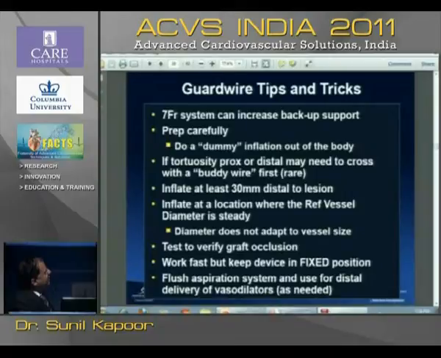Inflate at least 30 mm distal to the lesion because you need space, and then inflate at a location where the reference diameter is steady. Diameter does not apply to the vessel size, and also test to verify the graft occlusion. Then work fast but keep the device in a fixed position, flush the aspiration system, and use it for distal delivery of vasodilator. So there are some steps which you need to take to have a good result. Next slide.